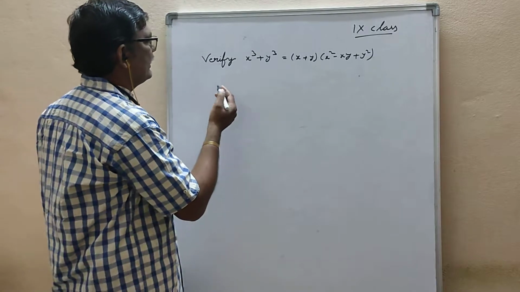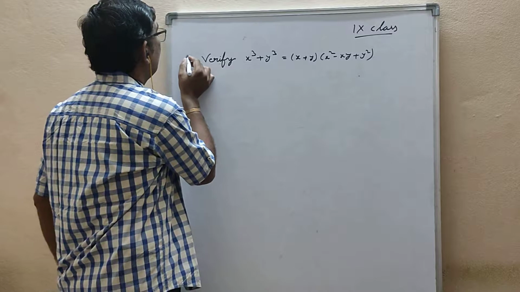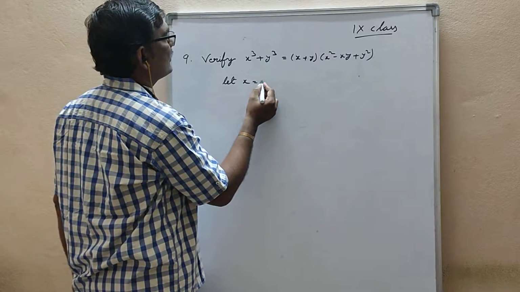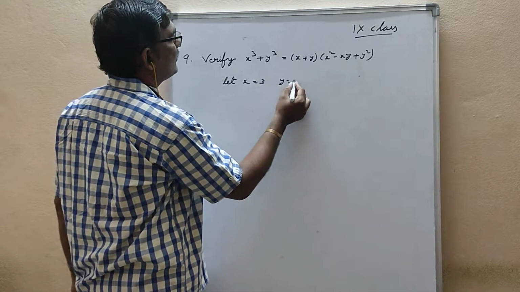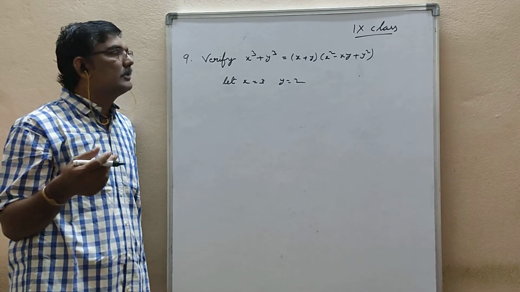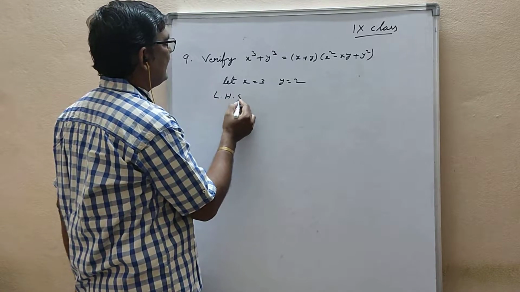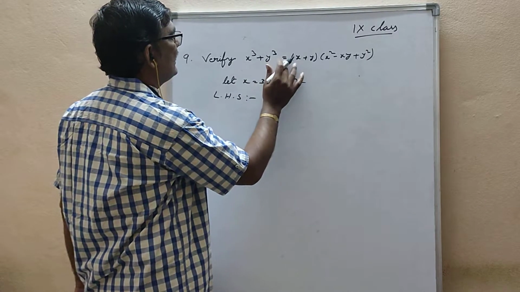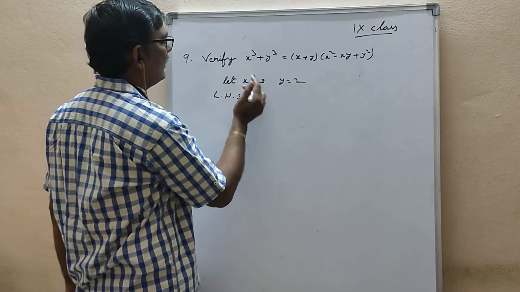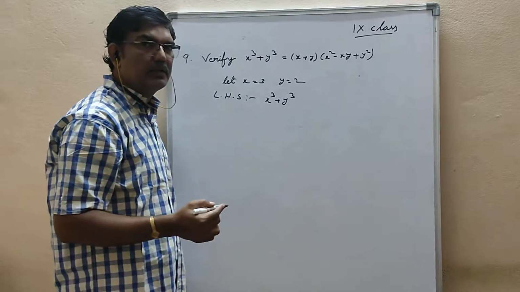So now, for this, you are assuming x is equal to 3 and y is equal to 2. 2 and 3 are positive integers, natural numbers. So I am taking LHS first. LHS is the left hand side: whatever is on the left of the equal sign is called LHS.